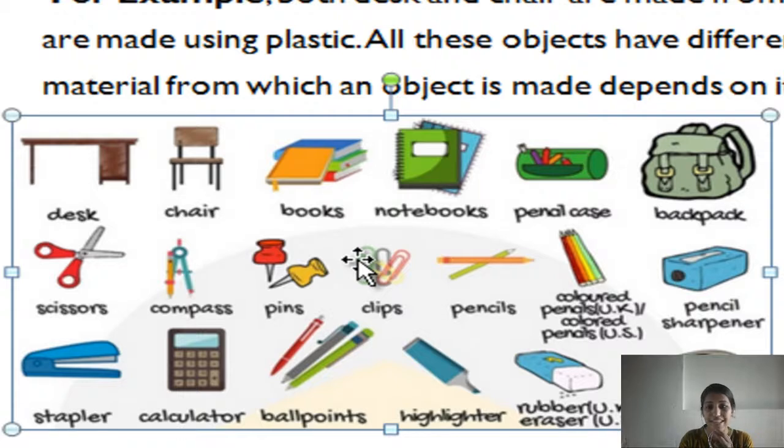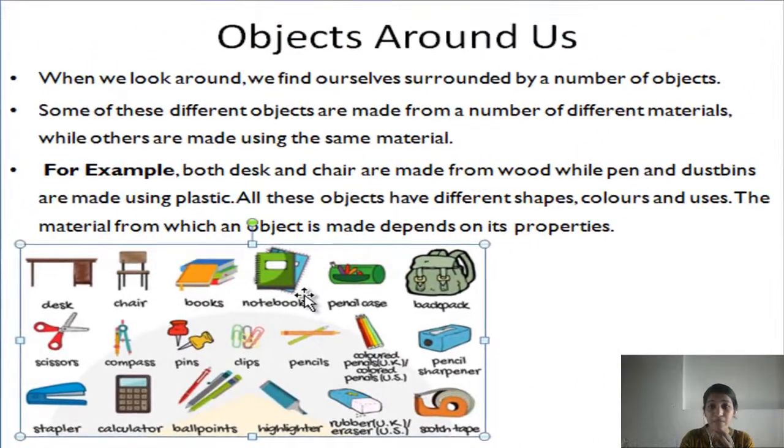All these objects have different shapes. See this figure, they are having different shapes, different colors, and different uses. The material from which an object is made depends on its properties.